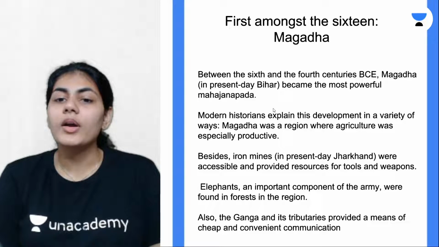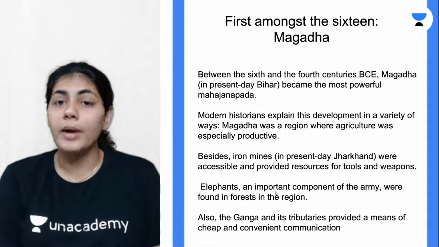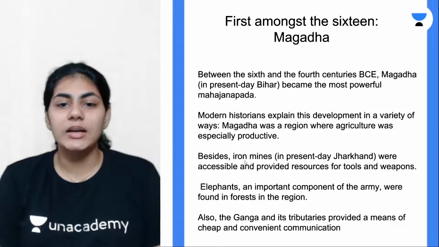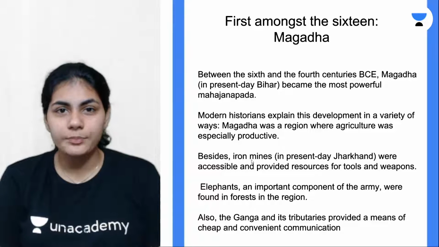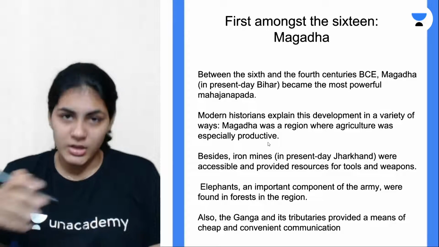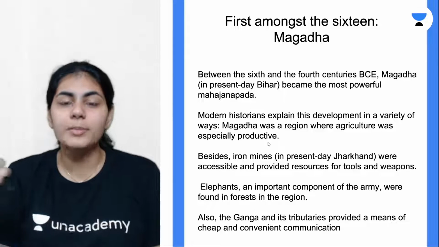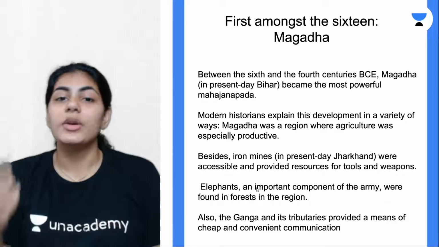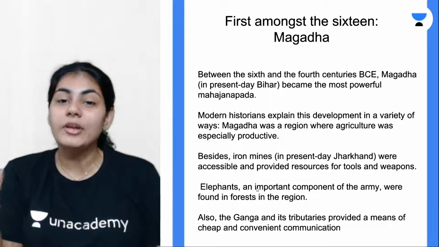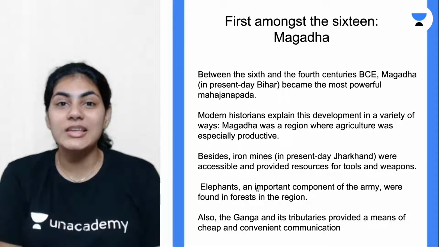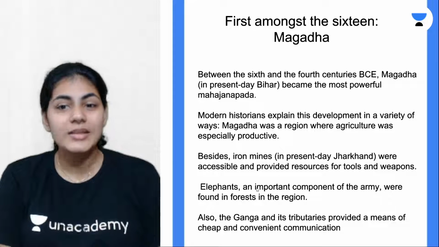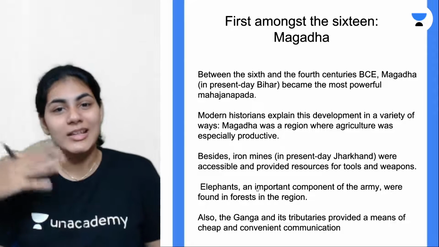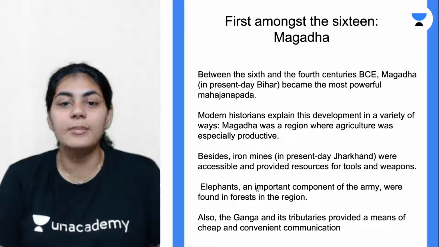So one reason for Magadha becoming so powerful was agricultural productivity. Number two is the presence of iron mines, right? Jharkhand was also a part of the Magadhan Empire, present day Jharkhand. It had a lot of iron mines. So if you have iron there, you have the raw material to produce all these tools and weapons. Again, if you have tools and weapons, you can easily win in the war. So that's the relation, iron mines availability.